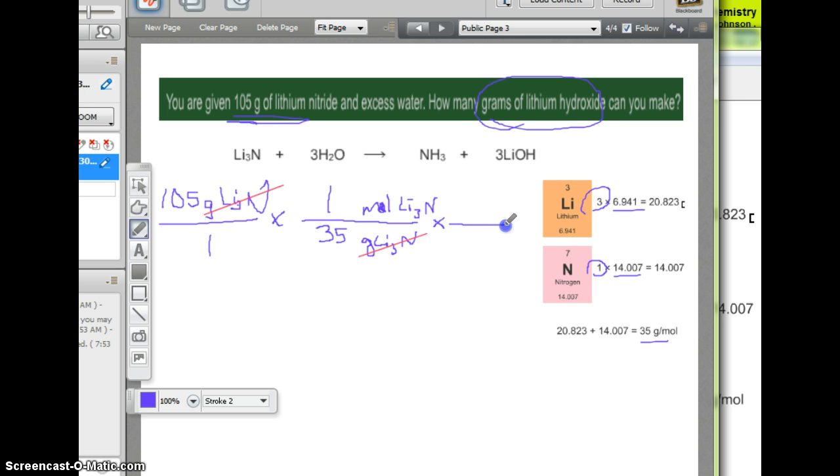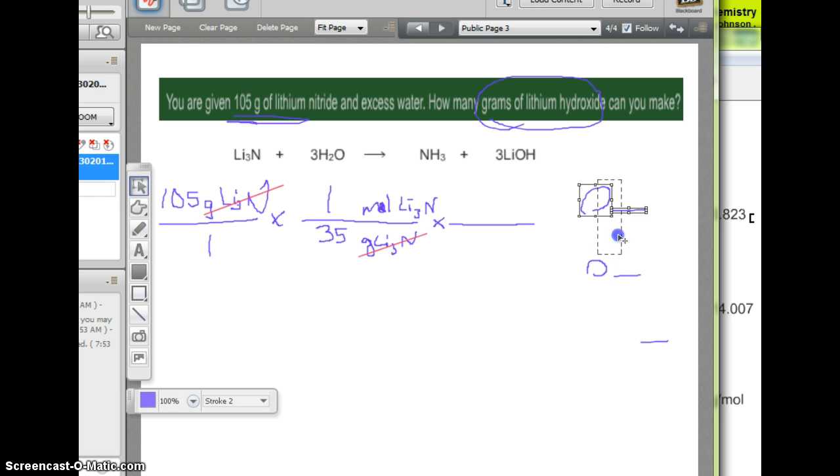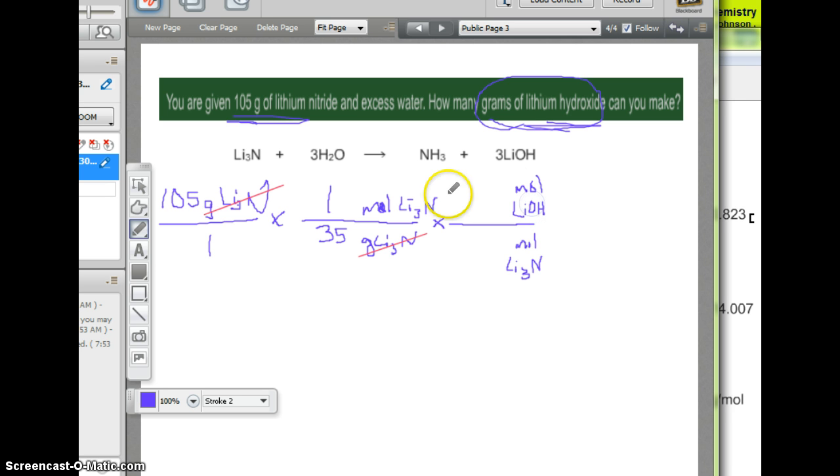Okay, well, what has to be on the bottom of my next fraction? Well, we need things to cancel, right? So I guess it's got to be moles of Li3N. Okay, and now what am I trying to switch to? What do I want my answer to be about? I want it to be about lithium hydroxide. All right, so that means I'm going to make my top units moles of lithium hydroxide. And what's my mole to mole ratio?